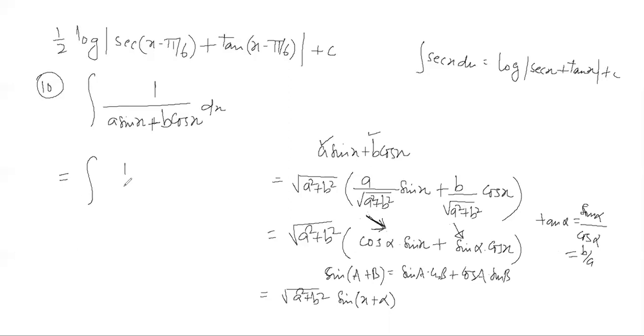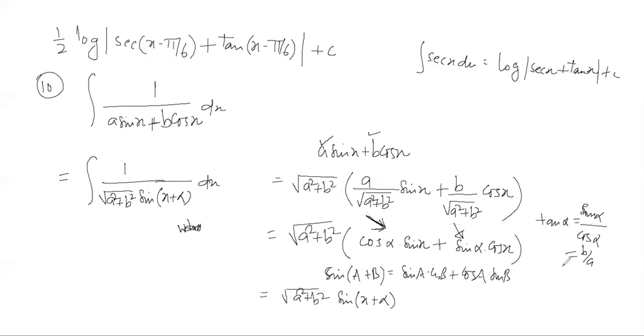So I will just write, in place of a sin x plus b cos x, root under a square plus b square into sin of x plus alpha dx. Okay, and we have already done the rough work here, so we do not need to mention the value of alpha.